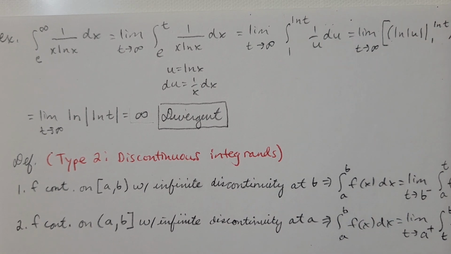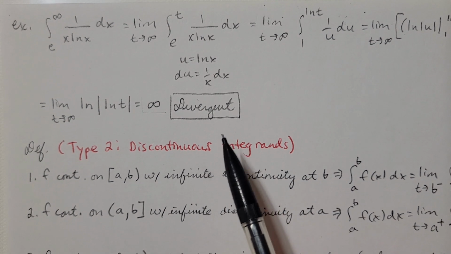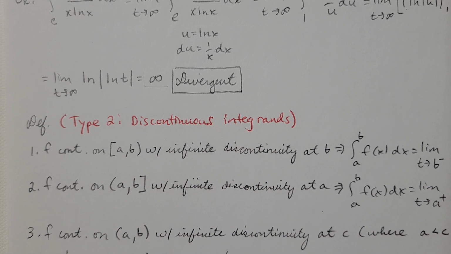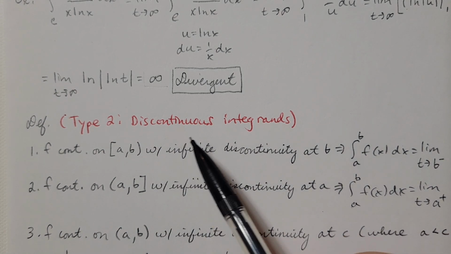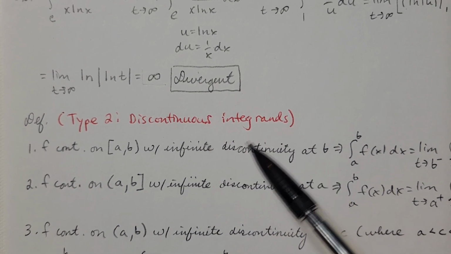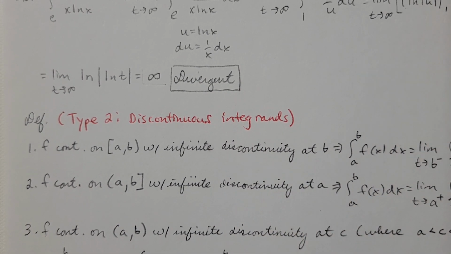meaning that it's divergent. So we'll go ahead and we'll stop right here, and then in the next video I'm going to talk about the type 2 kind of improper integrals where you have a discontinuous integrand, or a vertical asymptote somewhere on the interval that you're integrating on. So we'll go ahead and stop right there.